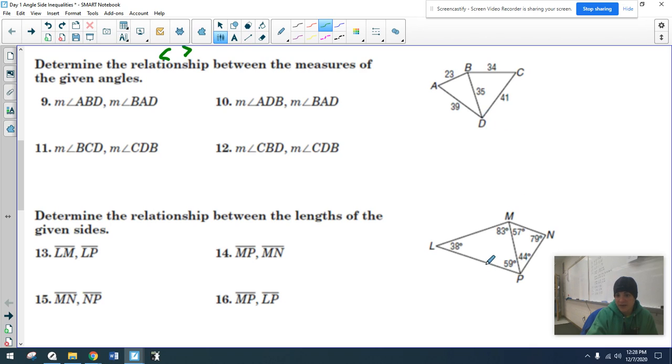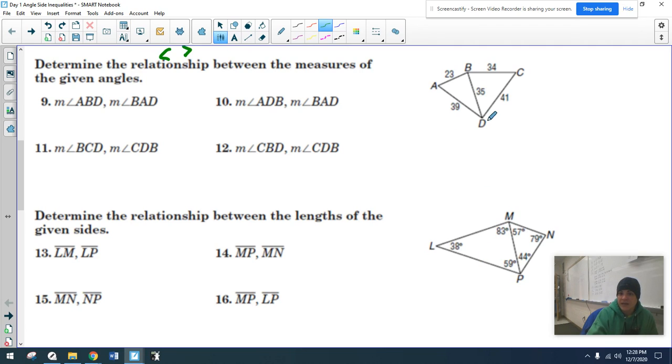Okay, same thing with the angles. It goes both ways. The bigger the angle, the longer the side opposite is. Okay, so notice here the 3 angles right here. The smallest side would be across from the smallest angle. So the smallest side is MP. The biggest side would be across from the biggest angle in that triangle. So the biggest side would be LP.